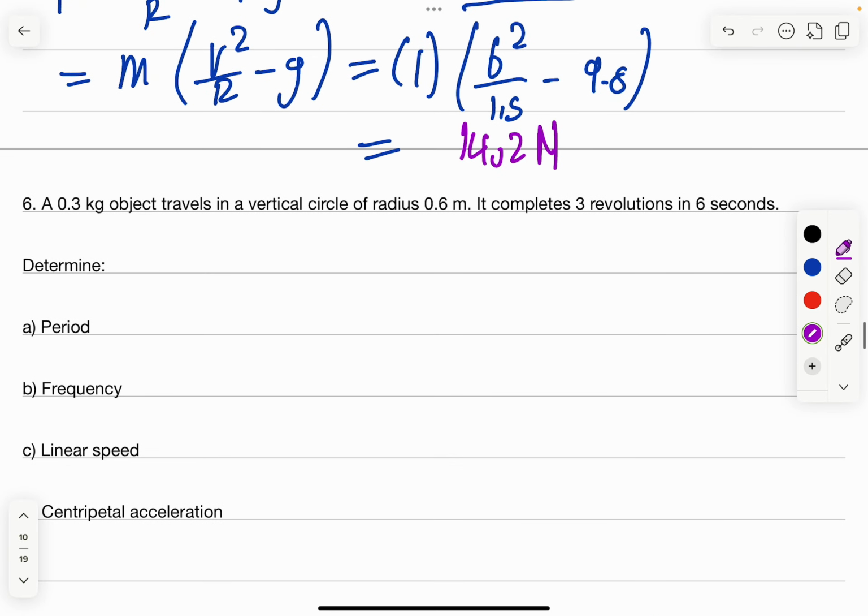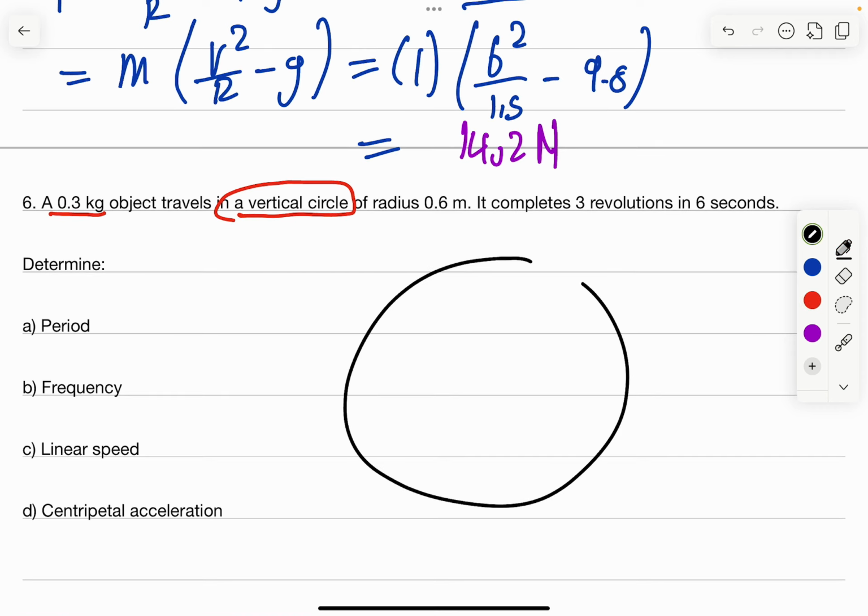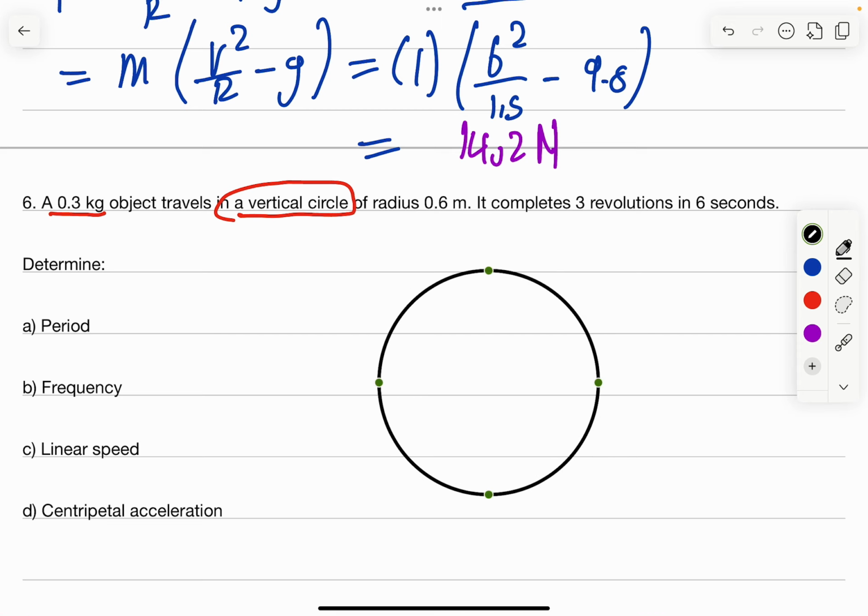So let's go to number 6. Yeah, we're finishing now. Only 10 problems. We are having what? We have a 0.3 kg object that travels in a vertical circle. Key point: vertical circle. Understand? So in that vertical circle, the radius is 0.6 meters. It completes 3 revolutions. 3 revolutions is the same as 3 cycles, in what? In 6 seconds, this is the time.